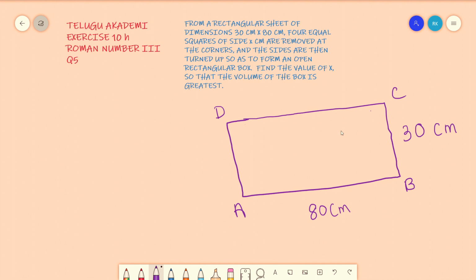From each corner, 4 equal squares are removed. The side of the square is x centimeters. All the squares are equal. Side of each square is x centimeter, and these squares are removed from each corner of the rectangular sheet. Now just imagine what would be the shape of the figure after removing these squares.